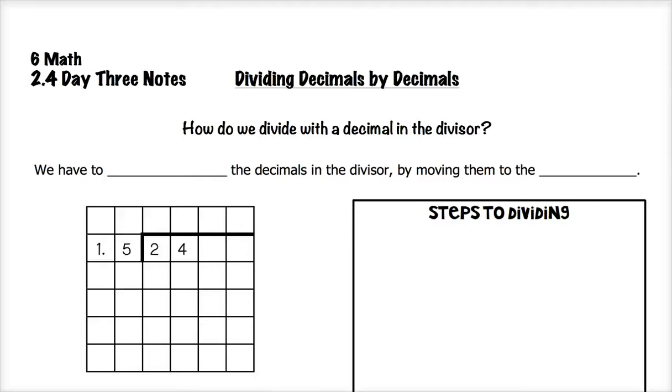Hey guys, in this video we're still practicing dividing by decimals, but in this lesson we're going to see what happens when there are decimals in your divisor. So when there are decimals in the divisor, we have to eliminate those decimals in the divisor, and we do that by moving the decimal point to the right. Okay, so the goal is to always get whole numbers in your divisor if you start with decimals.